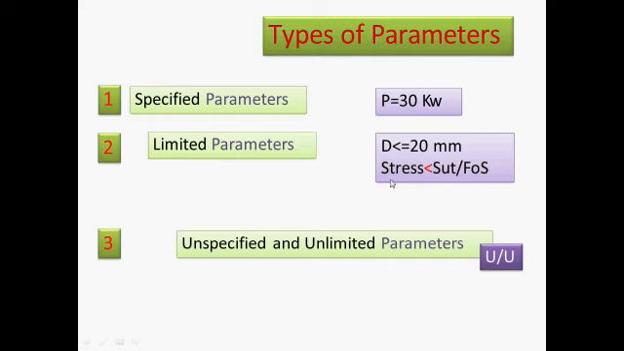Suppose you define with limits, say the shaft diameter should be less than or equal to 20 mm. It may be 18, 17, or 16, but it should not be more than 20. Here a limit is given, not an exact value, so it is called a limited parameter. Stress also comes under limited parameters, that is allowable stress is equal to ultimate upon FOS. Parameters which don't come under these two are called unspecified and unlimited parameters.